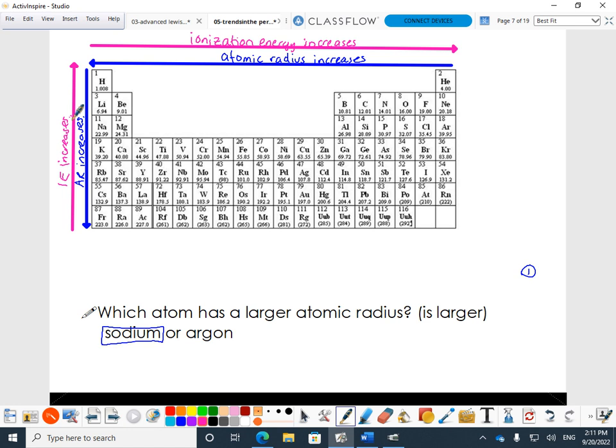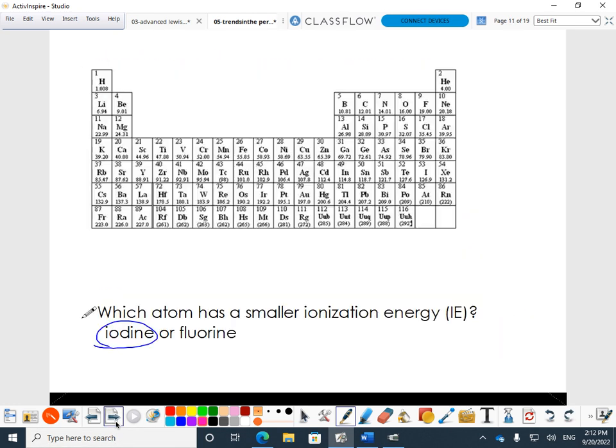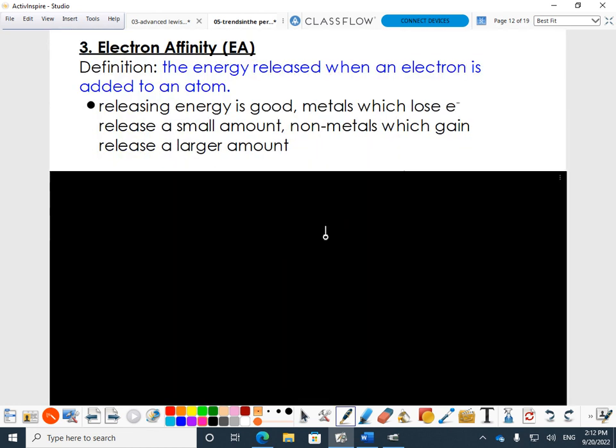So then turn your page back over and we're going to do electron affinity, which is not a definition that you have written down yet. Okay, so write down the blue definition, please.